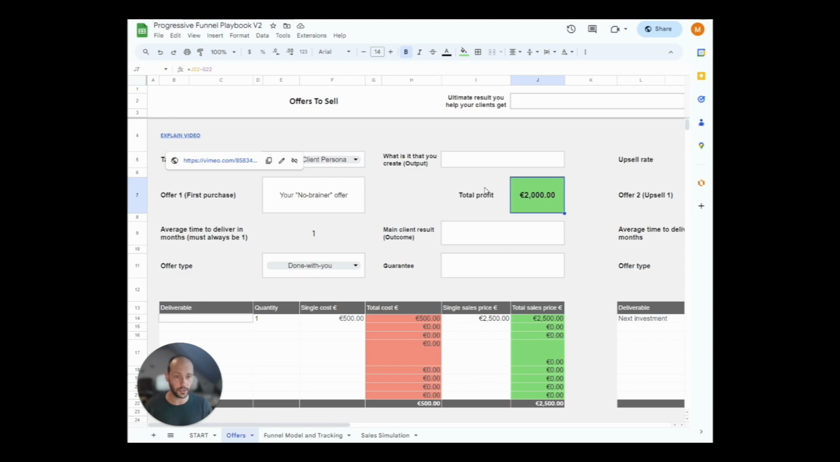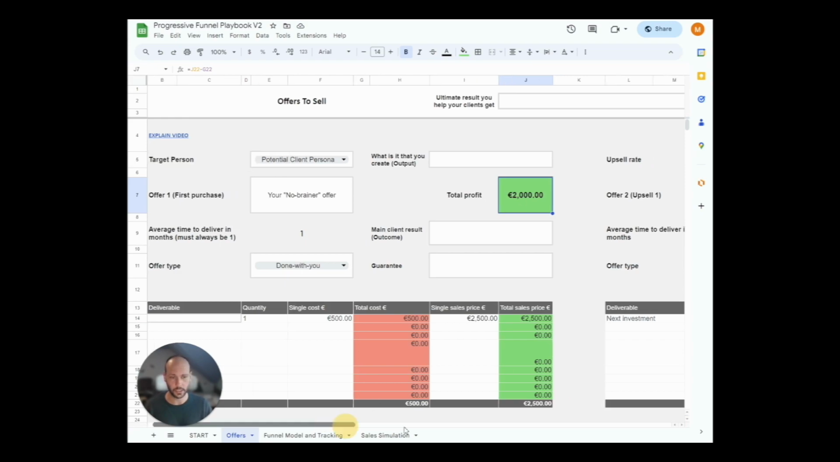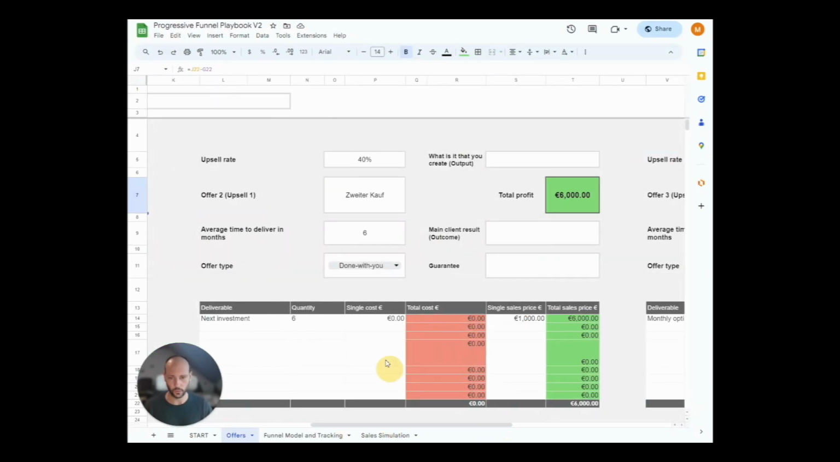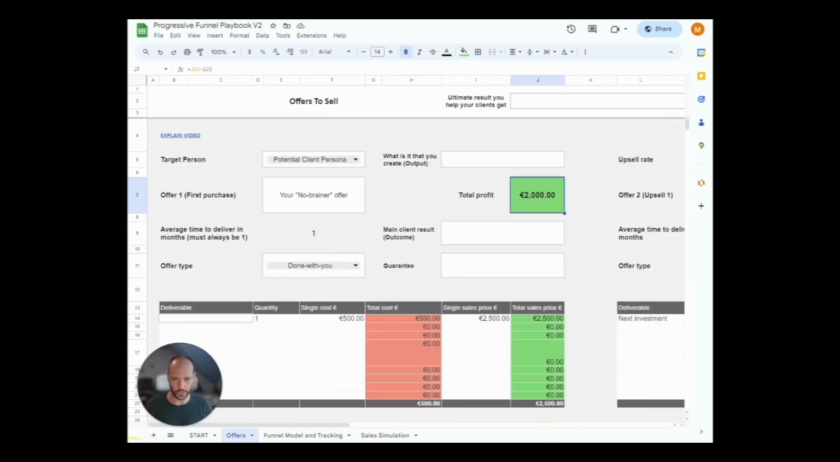And once you have your offer modeled with high enough profits, you can have another upsell, which is typically the second offer after the first purchase. And when you did a good job with your first offer, then clients are very likely to buy from you because they like you, they know you, they trust you. Why not continue working with you to solve the next problem? It's always a path of having one problem, solving it well, then next problem, solving it well, and so on. That's why you can model here up to 3 upsells.